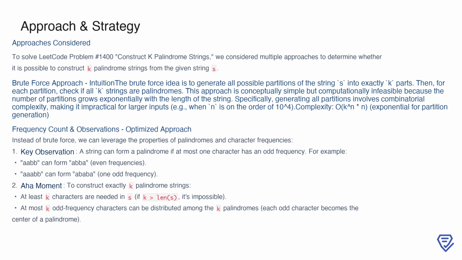Instead, we can take a more refined approach by analyzing the frequency of characters in the string. A critical observation here is that a string can form a palindrome if at most one character has an odd frequency. For instance, the string aabb can form abba, as all characters occur an even number of times, while aab can form aba, as it has only one character with an odd frequency. This leads to the realization that to construct exactly k palindromes, the string must meet 2 conditions: it must have at least k characters, and it can have at most k odd frequency characters, as each odd frequency character will serve as the center of one palindrome.